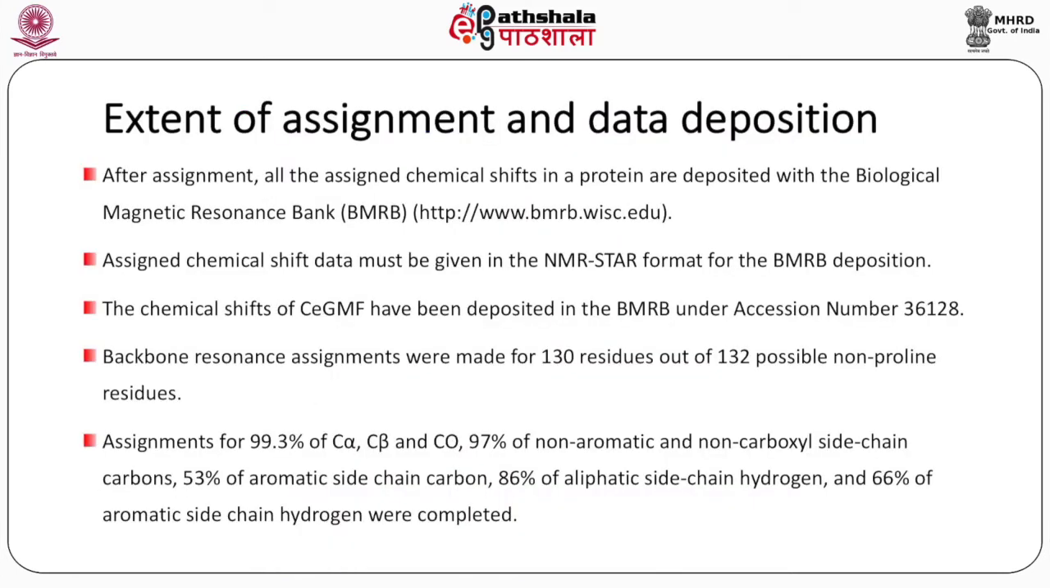Now, the extent of assignment and data deposition. After assignment, all the assigned chemical shifts in a protein are deposited with the Biological Magnetic Resonance Bank, BMRB, and its website is given. This is hosted at the University of Wisconsin. Assigned chemical shift data must be given in the NMR-STAR format for the BMRB deposition.